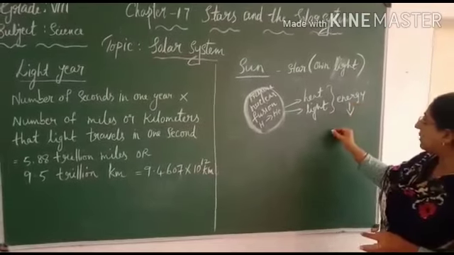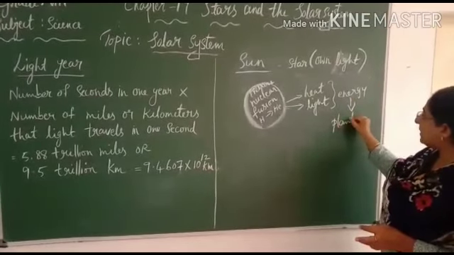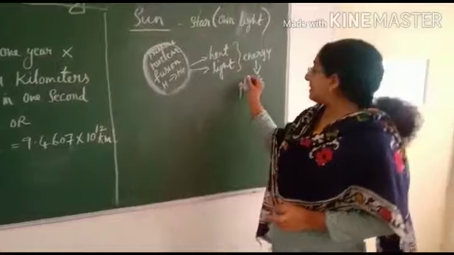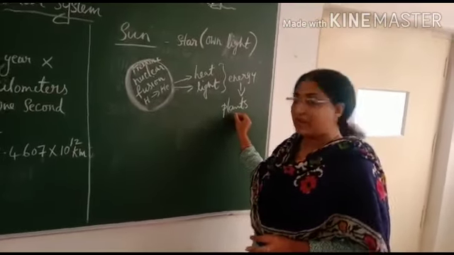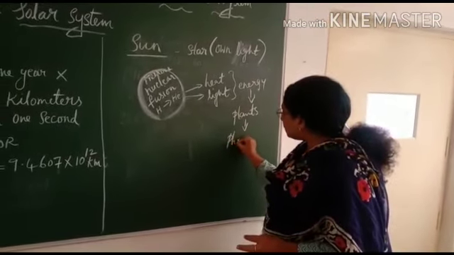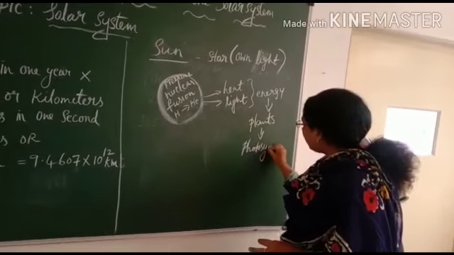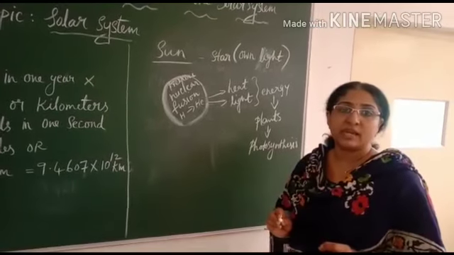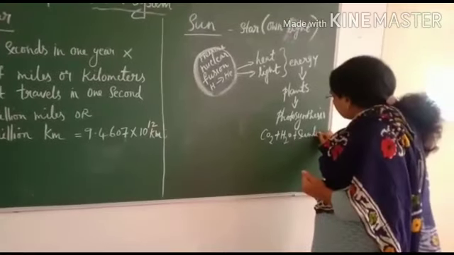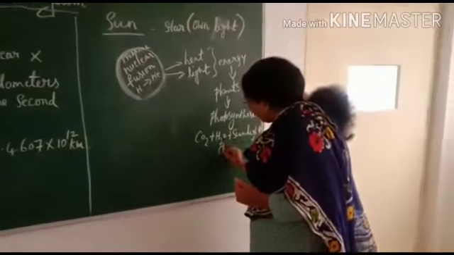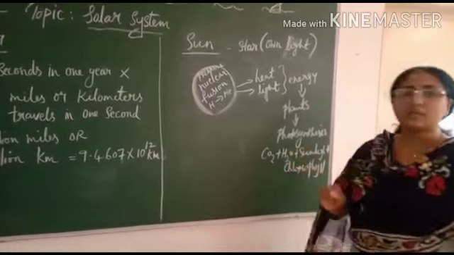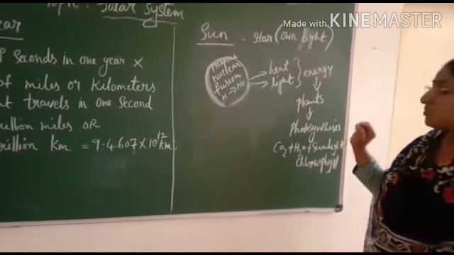Okay, this energy, who will be using? This energy is used by the plants for photosynthesis. I told you the plants use this energy for what? For photosynthesis. So do you know what is meant by photosynthesis? It makes food with the help of carbon dioxide, water, light and chlorophyll. By using all these four things, the plant prepares food, and that is known as photosynthesis.